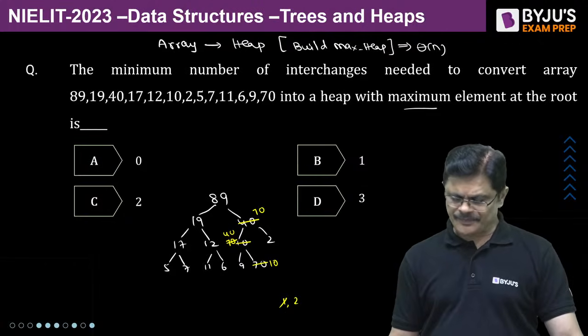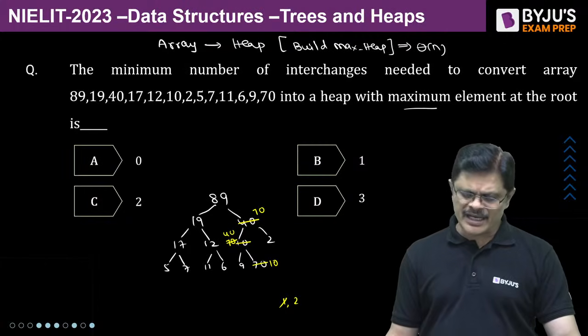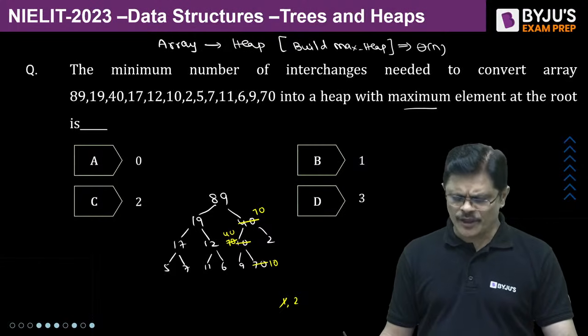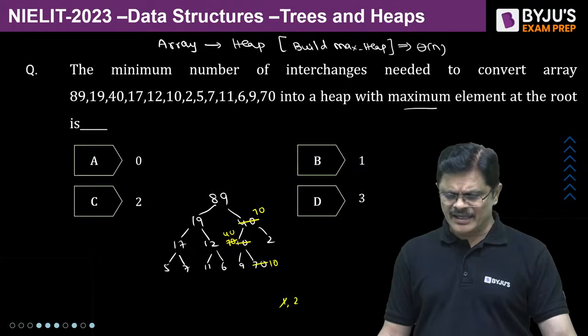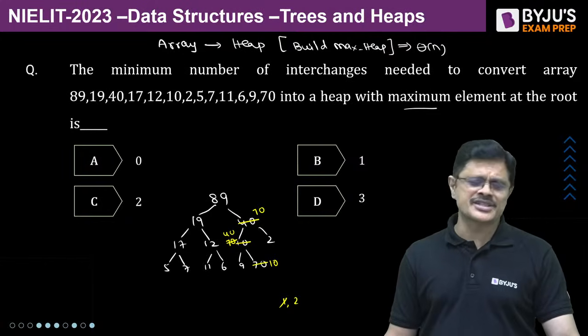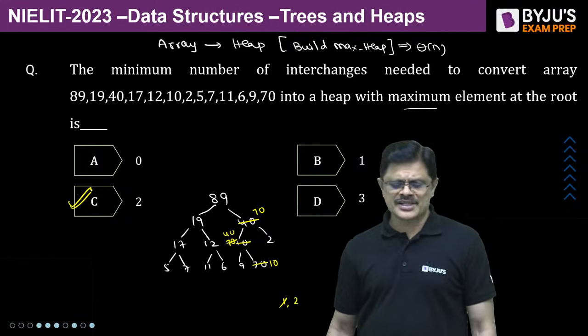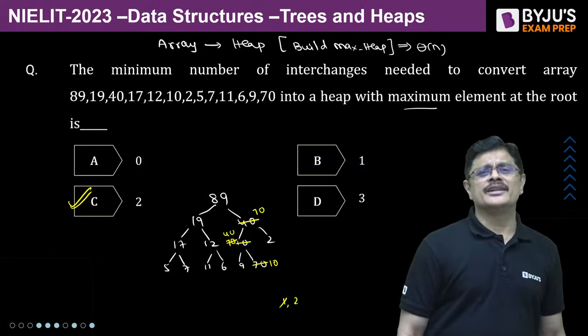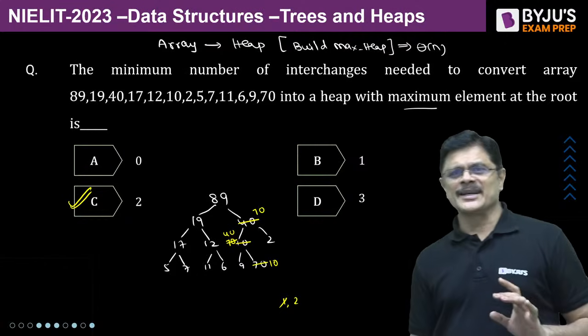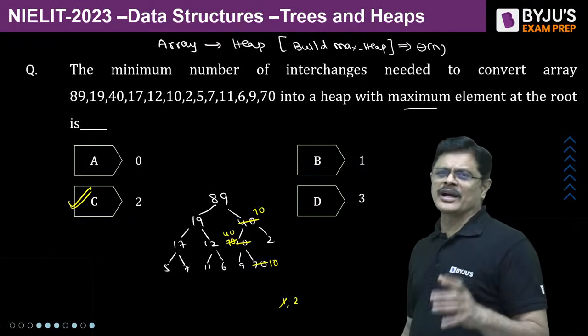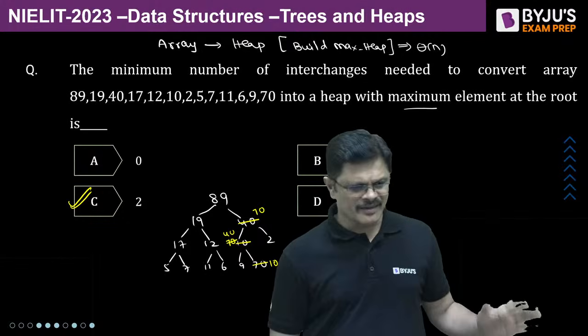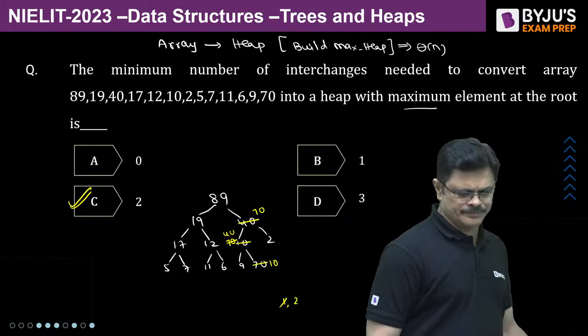So this is done. Now 19 is already larger than its children, no need of doing anything. Then 89 is compared with both its children, it is larger. So only two interchanges are required to convert this array into max heap. That is, in theta n time you can convert the array into max heap, my dear friends. That is the story.